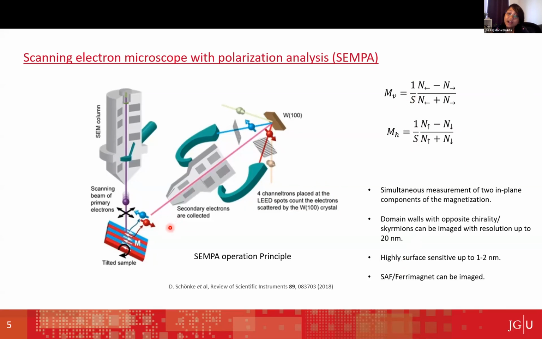As this technique is highly surface sensitive, we only receive the secondary electrons from the top layer, and we can utilize this property to image the synthetic antiferromagnet where we only probe the top ferromagnetic layer. As the first part of the project, we image the ferrimagnet.